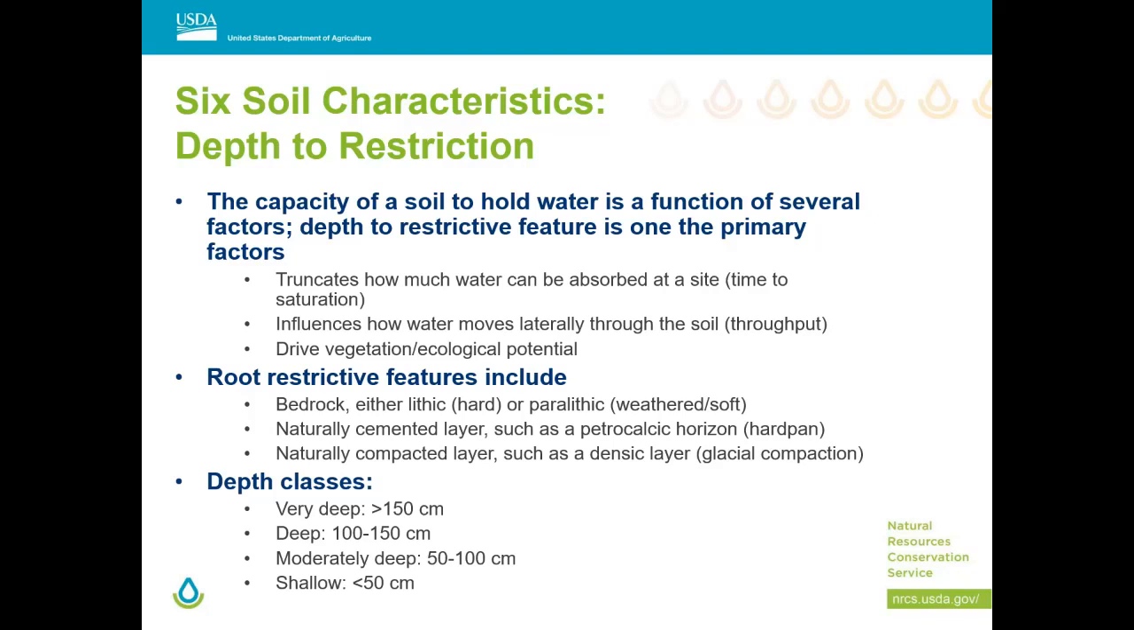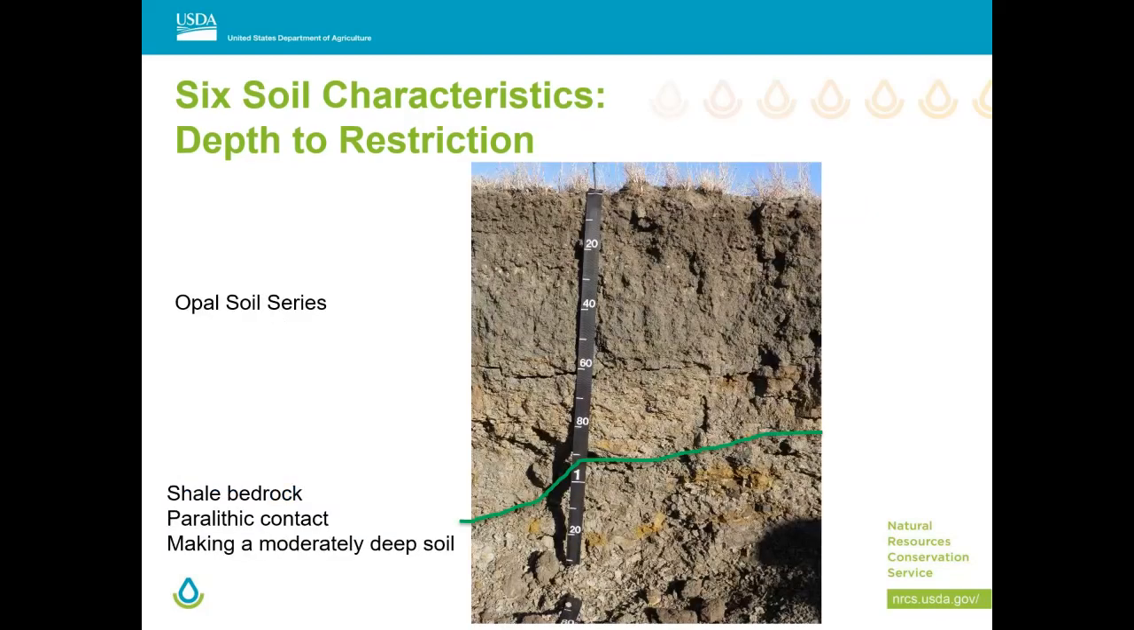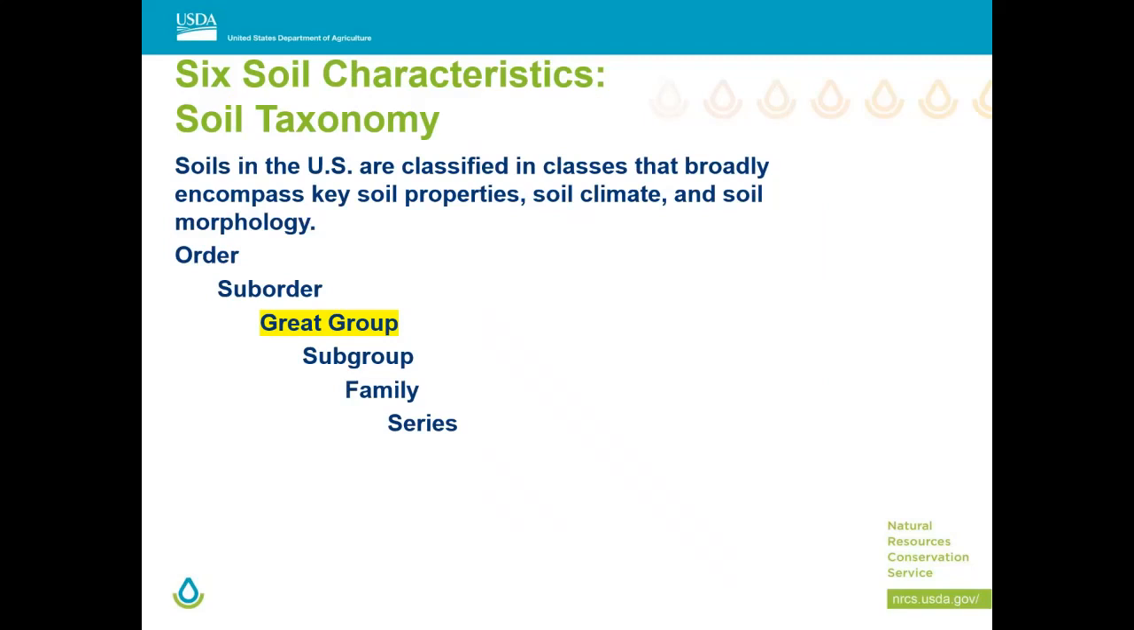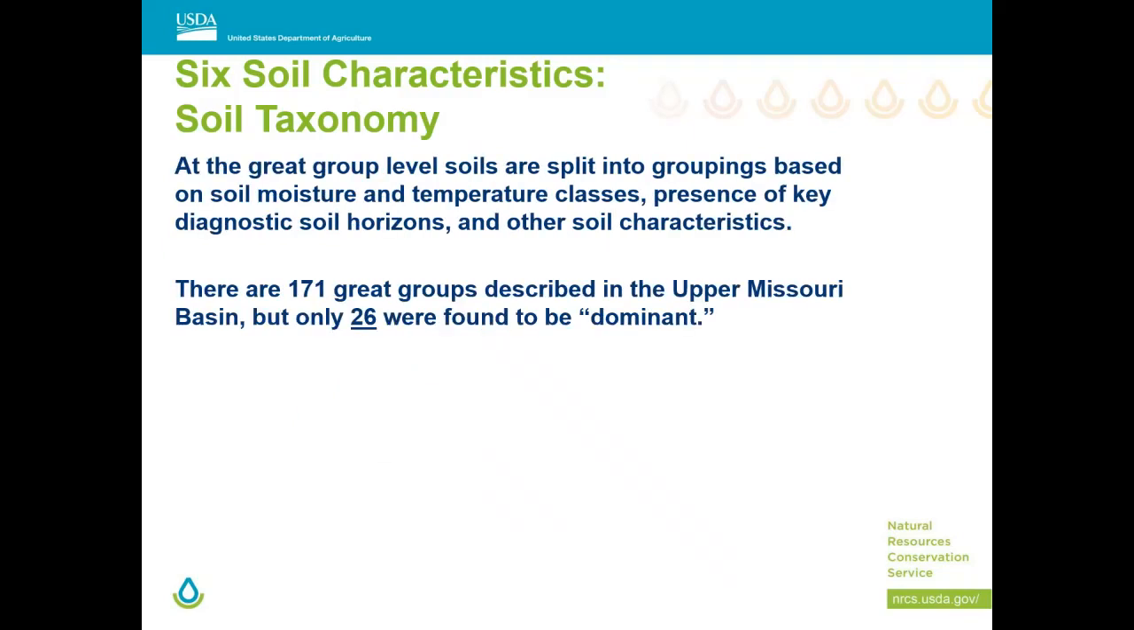Depth was summarized by the 4 soil depth classes. The Opal soil series is an example of a moderately deep soil. It has a weathered paralithic contact with shale. The modal soil taxonomy at the grade group level was used. And there are 171 grade groups described in the Upper Missouri Basin, but only 26 were found to be dominant, and I'll describe what we mean by dominant later.